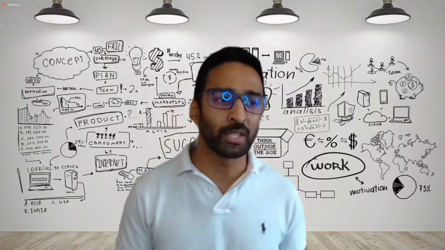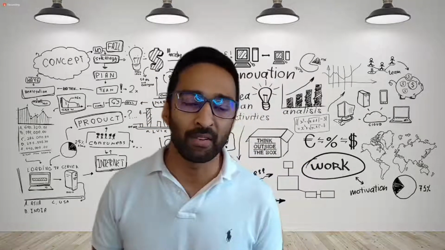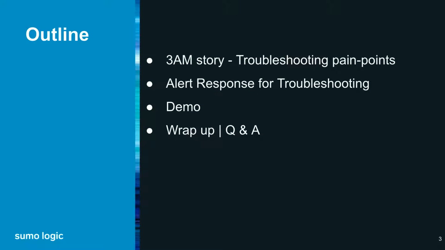So for today's agenda, we are going to cover a couple of things. Firstly, we'll look at some of the pain points associated with troubleshooting production issues. Then we'll look at the alert response feature and see how it solves some of these pain points. And finally, we will do a demo of the functionality and subsequently wrap up the session with some Q&As.